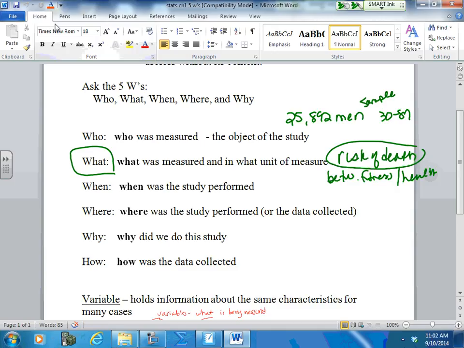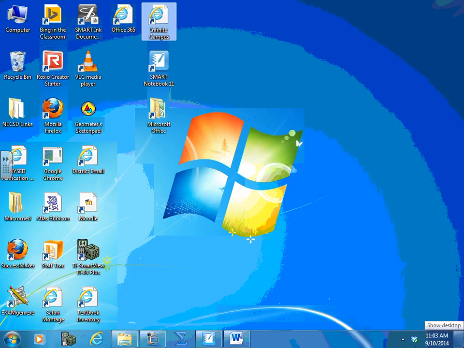For how many years did they do this study? 10 years, prior to 2002. Okay, so there's our when. We don't know exactly when. It could have been 1992 to 2002, or 1990 to 2000, but 10 years prior to 2002. For a 10-year period. I want you to think about it for a second.